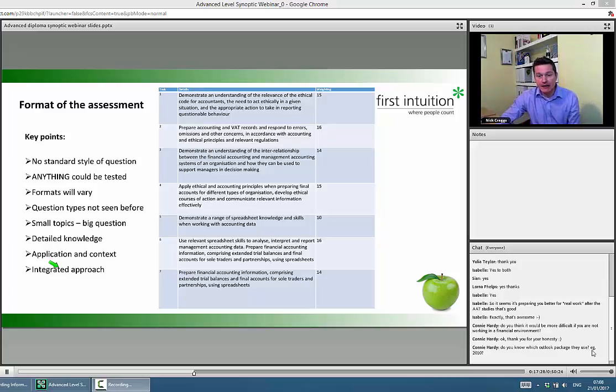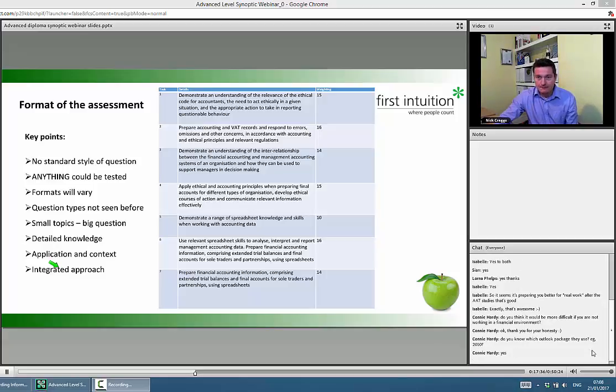Very good question. You don't. The AAT, when you say Outlook package, do you mean Excel for the spreadsheets? Yes. The AAT spreadsheets exam is not an exam on Excel. It can be done on various other spreadsheet platforms.